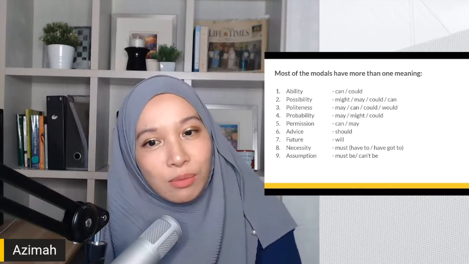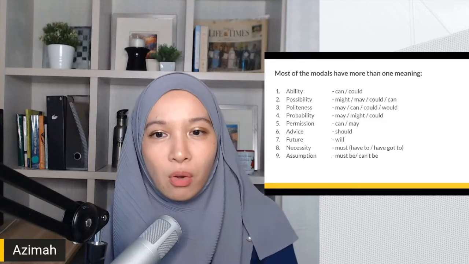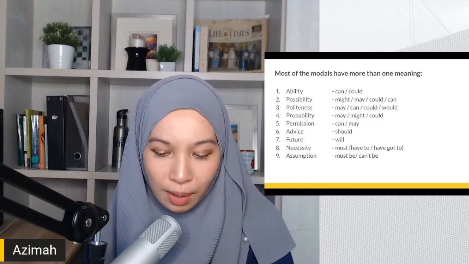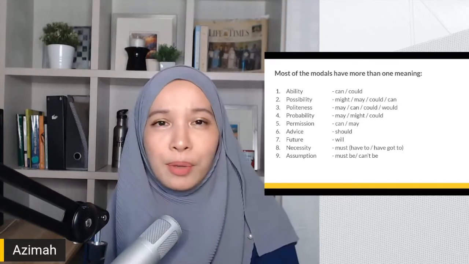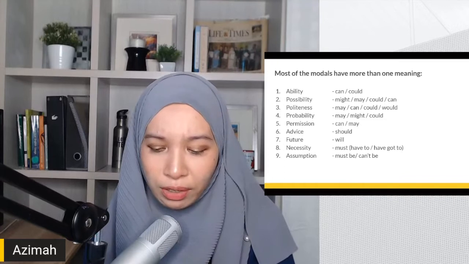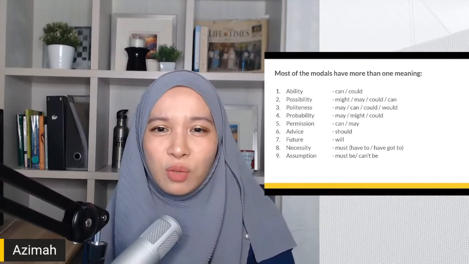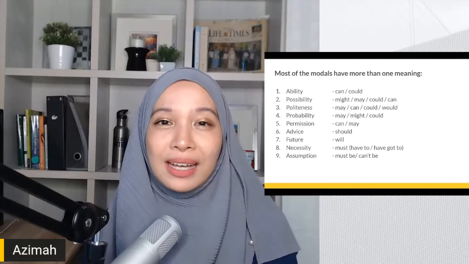And number 9, assumption. For assumption, you can use modals like must be or can't be. For example, I look at a person who looks really tired and I say, oh, you must be tired from all the driving you did all night, right? So I could say that. You must be, I'm making an assumption, I'm just making a guess.